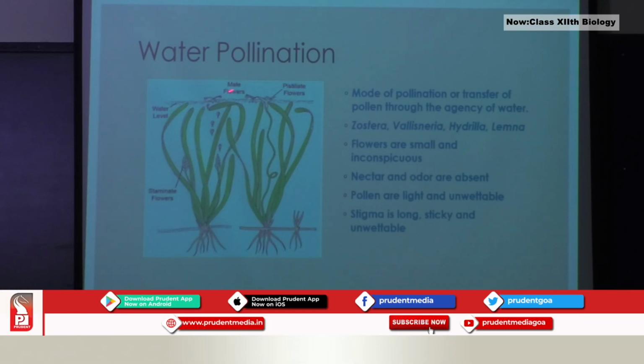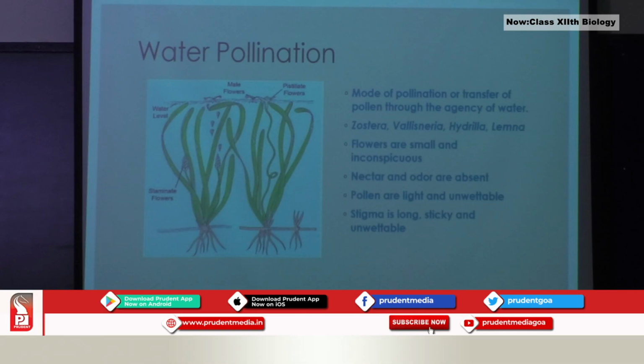So what will happen is the pollen grains from the male flowers, which are on the surface, are going to be transferred to the stigma of the female flowers or the pistillate flowers. And how are they going to be transferred? It could be with the help of water. That's why it's called hydrophily or water pollination. That is the agent involved here.